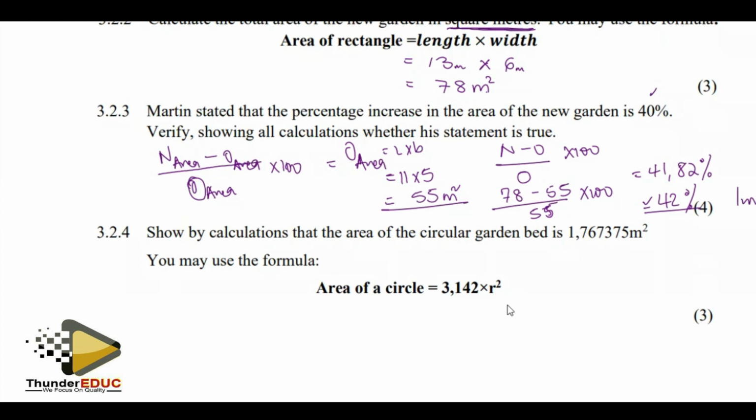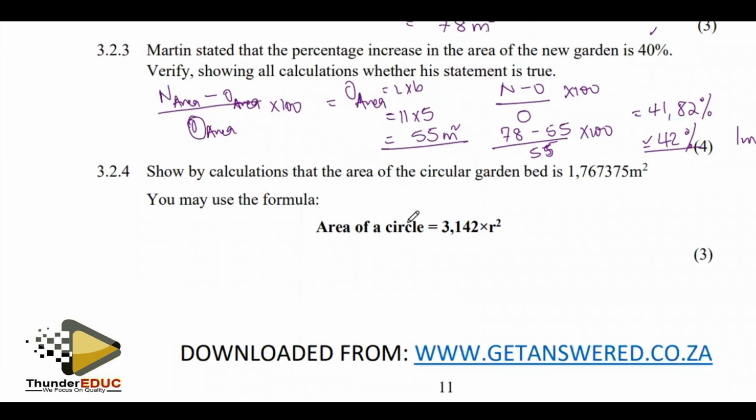All right, let's look at question number 3.2.4. Show by calculations that the area of the circular garden bed is 1,767375 meters squared. Remember, we are looking at the circular garden. And indeed, they have given us the circle here. They have given us the area. The area needs the radius. And in the scenario, remember, they told us that it has the diameter. So how to get the radius? Radius equals diameter divided by 2.